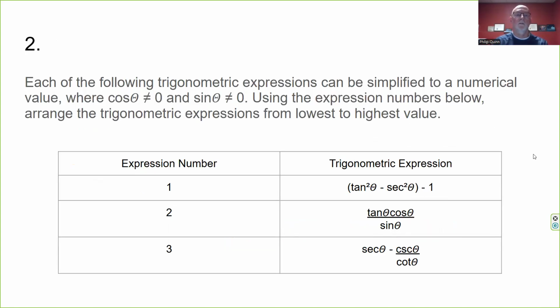Question 2, we have some trigonometric expressions. They can all be simplified to a numerical value. And we're told that cos theta and sine theta can't be equal to 0. Now, using the expression numbers below, arrange these trig expressions from lowest to highest. Okay, so we'll look at each expression, find out what it is, and then get our final answer.